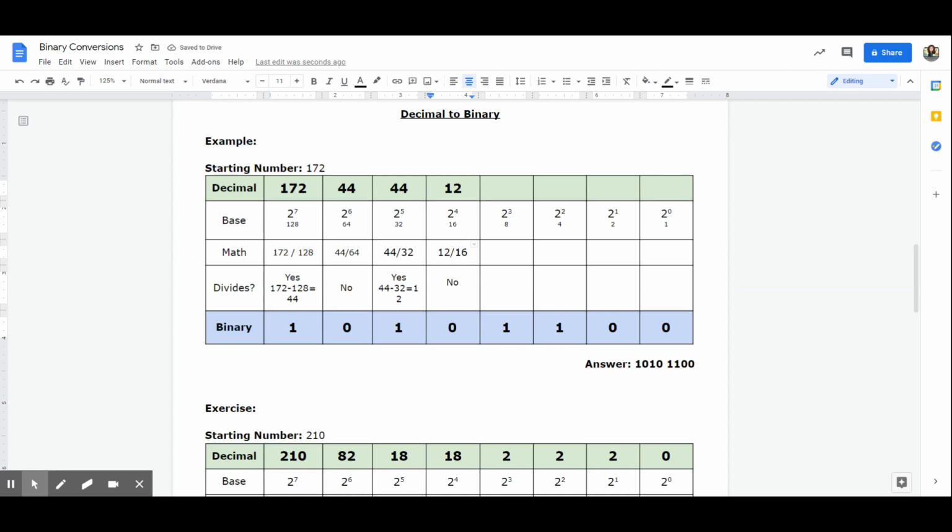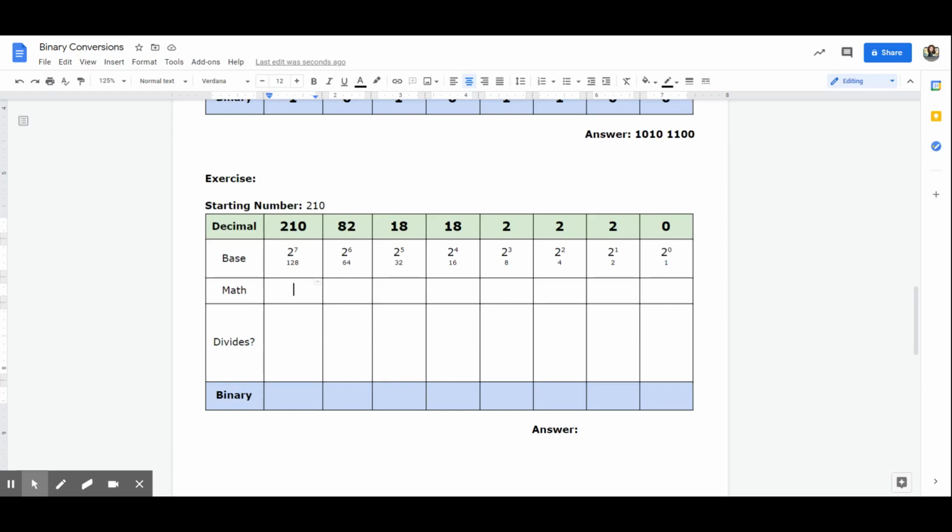So now we take 12 down here. Can all of 8 fit into 12? Yes. And your math is going to be 12 minus 8, which is 4. Take your 4 up above. Can all of 4 fit into 4? Yes. So it's going to be 4 minus 4. And our remainder now is 0. So the last two numbers are 0.